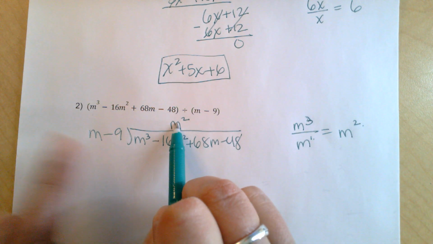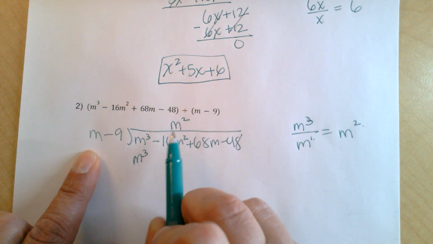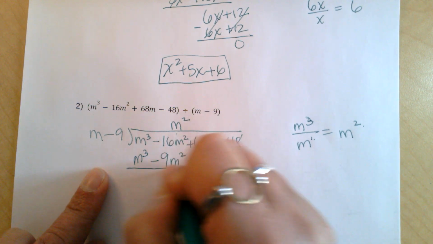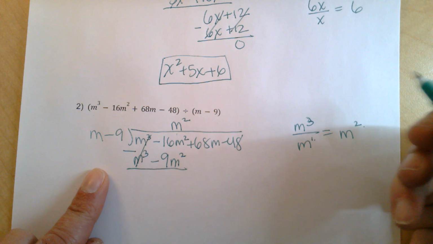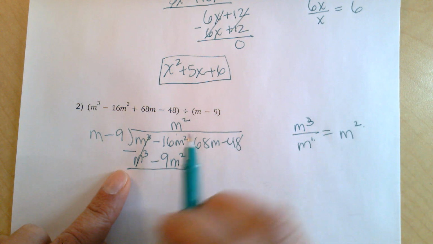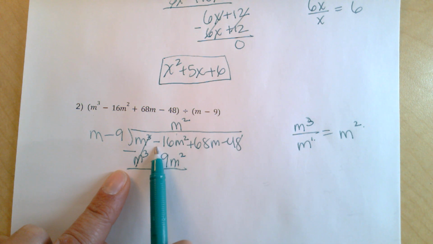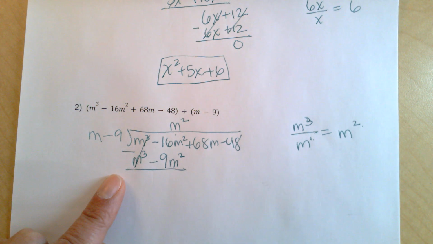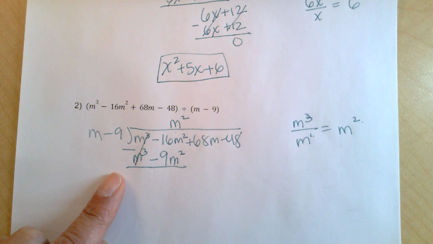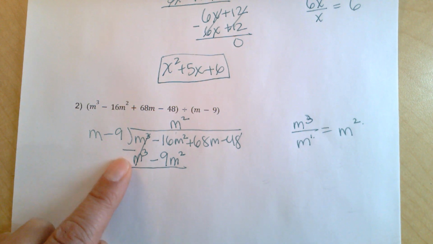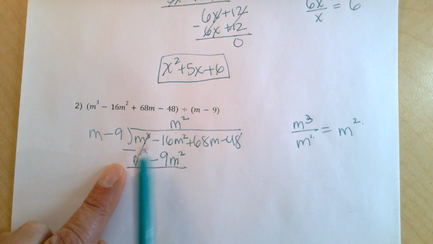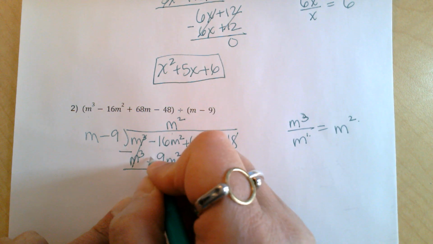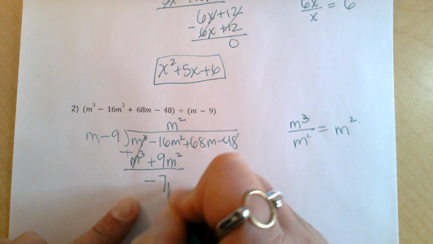Let's multiply. m squared times m is m cubed. m squared times negative 9 is minus 9m squared. We are subtracting. Those cancel out. Now, since we're subtracting, be careful here, because we're doing negative 16 minus a negative 9. So be careful when you're subtracting here, because you are going to have these signs, negative minus another negative. And when we do that, this really becomes plus. So it's going to be minus 7m squared.